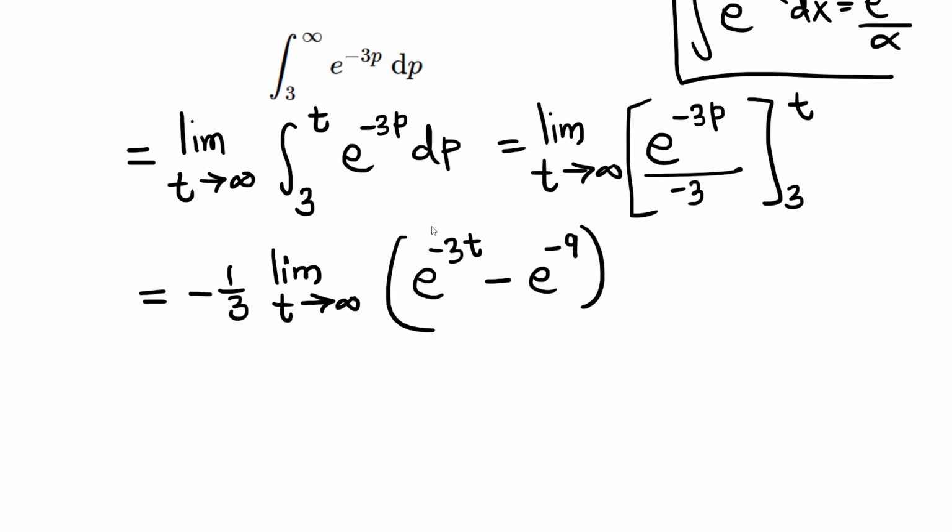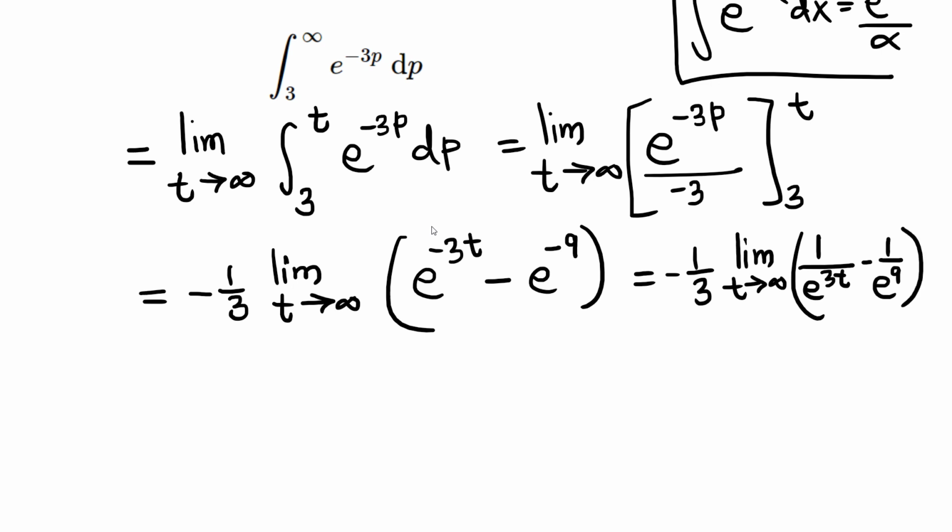If you are not comfortable with negative exponents, we can put 1 over to make it positive. So this one is negative 1/3 times the limit t going to infinity of 1 over e raised to 3t, minus the number 1 over e raised to 9. This is a decimal number, by the way. Now let's take the limit. When t goes to infinity, e raised to 3t goes to infinity, and e raised to infinity is very big, and 1 over very big means very small. This is 0.